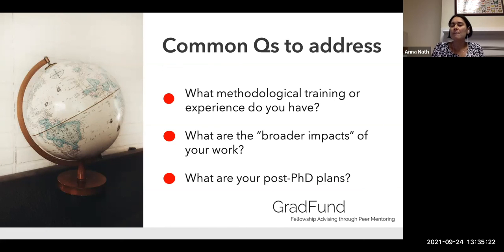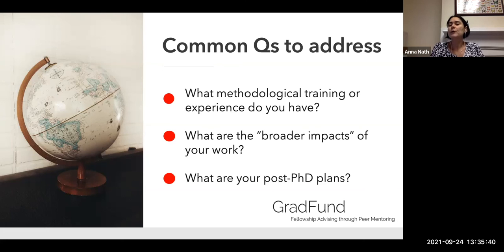What are the broader impacts of your work? Again, we've talked about that, right? It's super important to think, why am I doing this? What is this going to do for the betterment of the world, right? For the bigger society, etc.